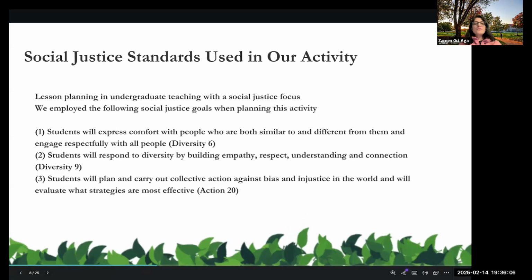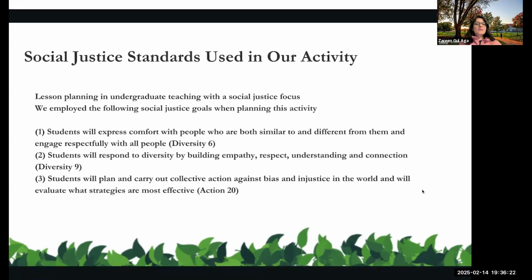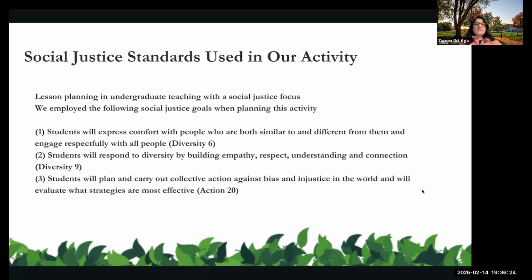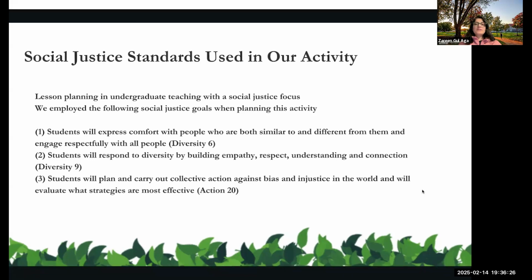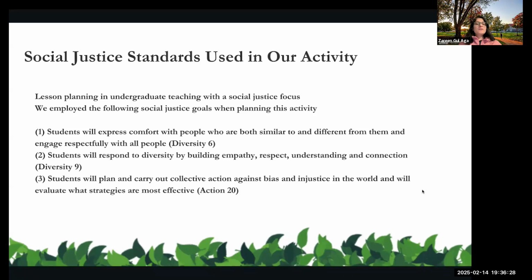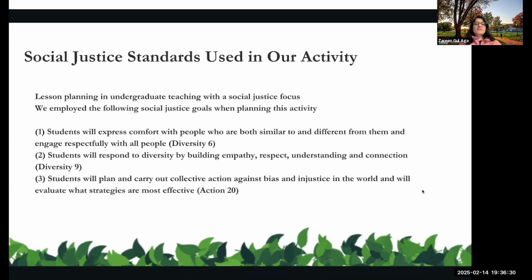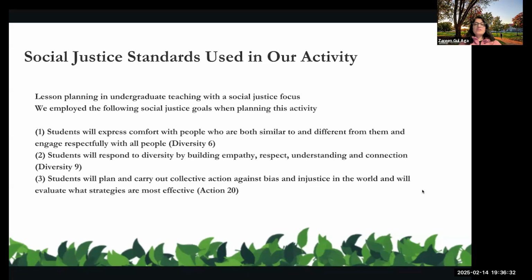So we used 3 of those 20 social justice learning goals in addition to our content, which is mathematics learning goals. So students will express comfort with people who are both similar to and different from them and engage respectfully with all people. Students will respond to diversity by building empathy, respect, understanding, and connection. Students will plan and carry out collective action against bias and injustice in the world and will evaluate what strategies are most effective.